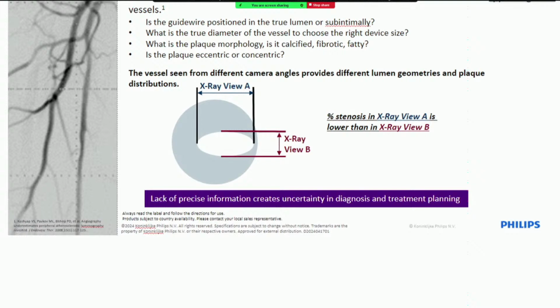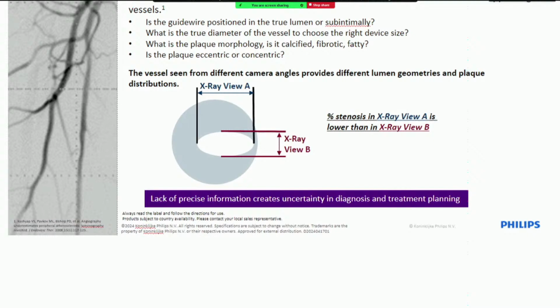So what happens when we do an angio? The problem is we never know really, because of the 2D imaging. We never know, is the guide wire position in the true lumen, or am I in the subintimal space? So what is the true diameter of the vessel? Because with the plaque material inside the vessel, I often measure it wrongly because I can't see the thickness of the vessel wall.